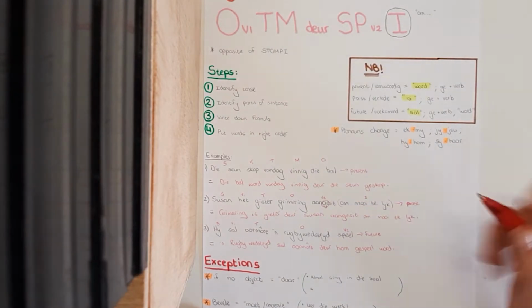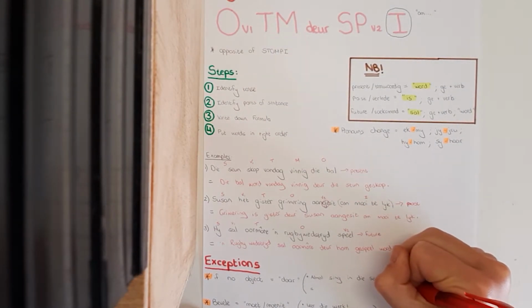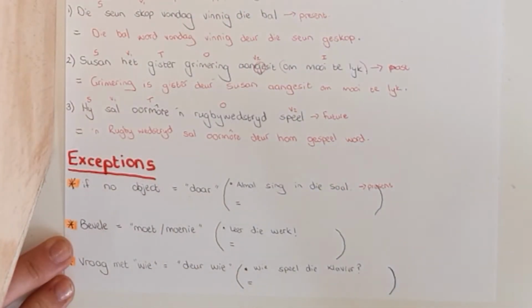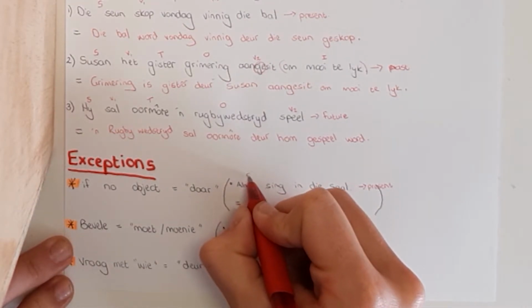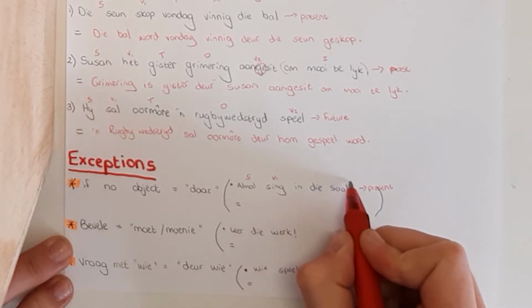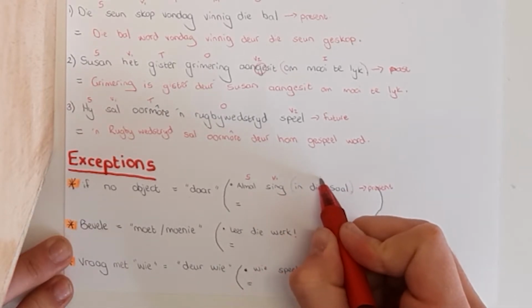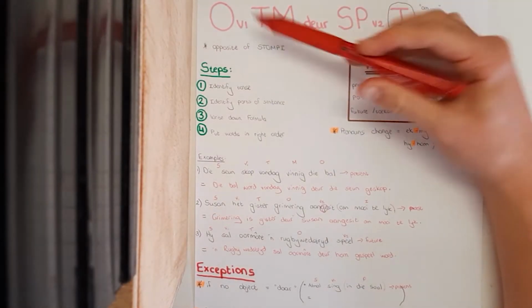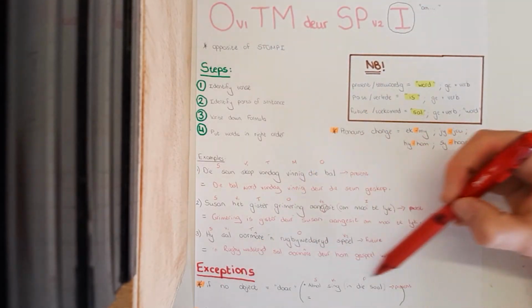What's the first step? Identify your tense. This is present. Identify the parts of your sentence. Almal is your subject. Sing, verb 1. In die saal. This is place. It's telling you where they are singing. They tell us we must start with the object, but there is no object.